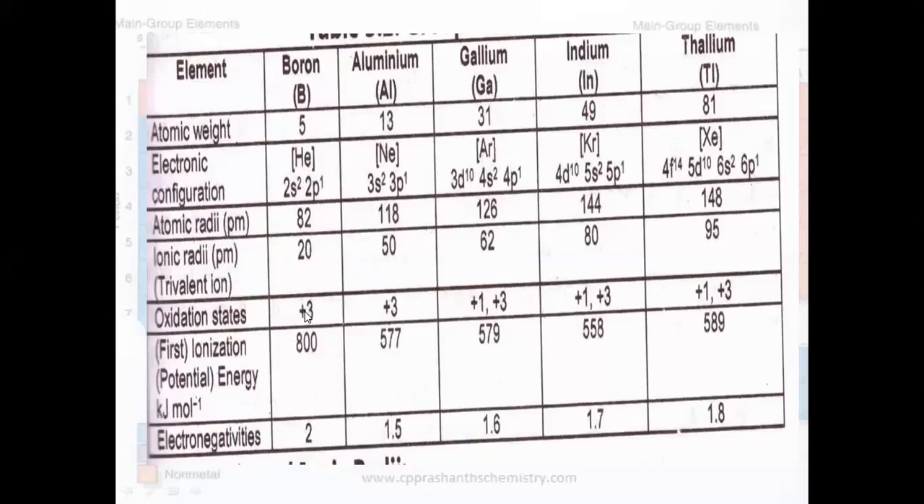Oxidation state, just now I have mentioned the common oxidation state is +3. The ionization energy or ionization potential decreases down the group. Boron, being small in size, has the highest ionization potential, and thallium has the lowest because it is big in size. The electronegativity values decrease after boron up to aluminum, and after which there is again a steady decrease.